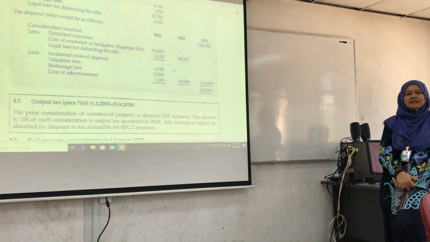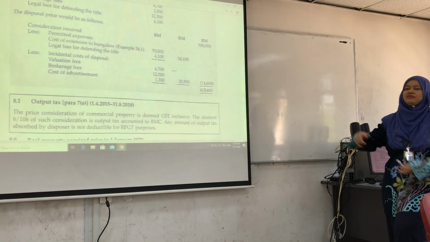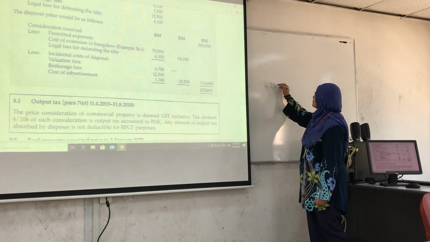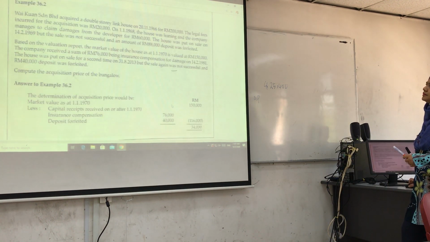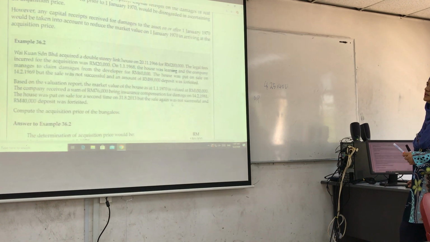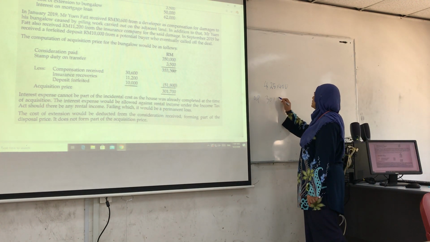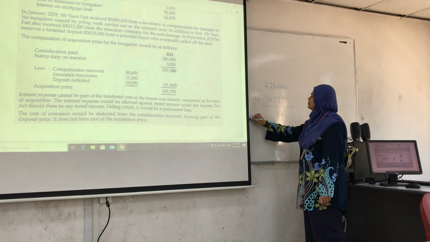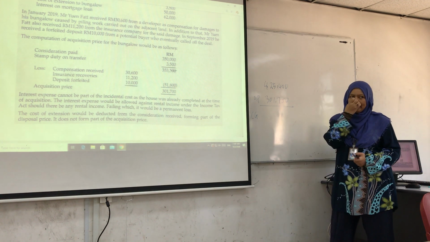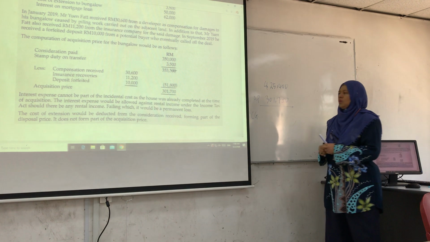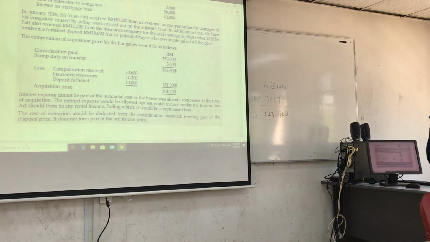Still remember what was your acquisition price tadi? So they're from two computations, kan? So one disposal price is 425,400, and your acquisition price was 301,700. Is that a gain? Yes. Kita panggil chargeable gain. Chargeable gain, how much is that? 123,700. It's a gain. Kalau gain kena bayar tax tak?